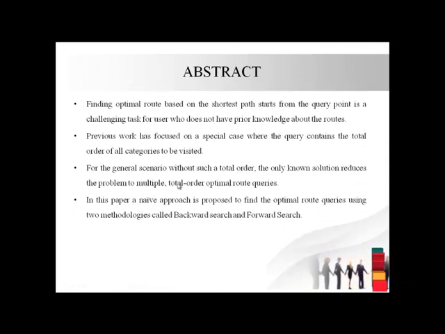Finding an optimal route based on the shortest path starting from the query point is a challenging task for a user who does not have prior knowledge about the routes. Previous work has focused on the special case where the query contains the total order of all categories to be visited. In this paper, we propose an approach to find the optimal routes using two methodologies called the backward search algorithm and the forward search algorithm. Using these algorithms, we will extract the optimal route that provides a satisfactory route to the user who doesn't have knowledge about the routes.